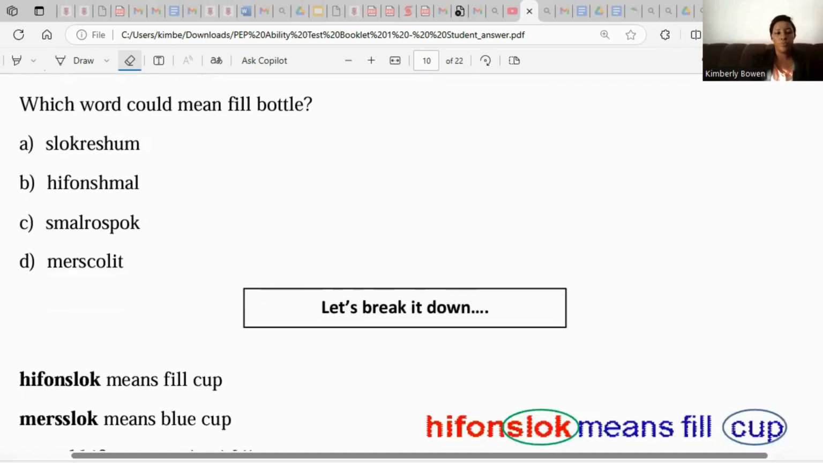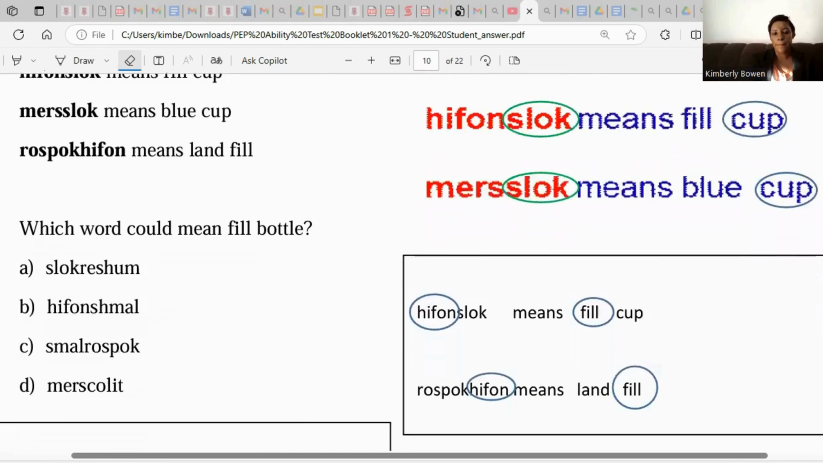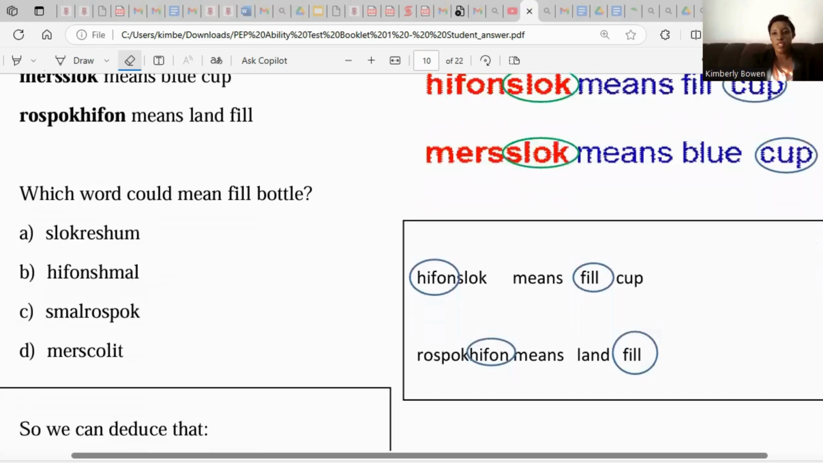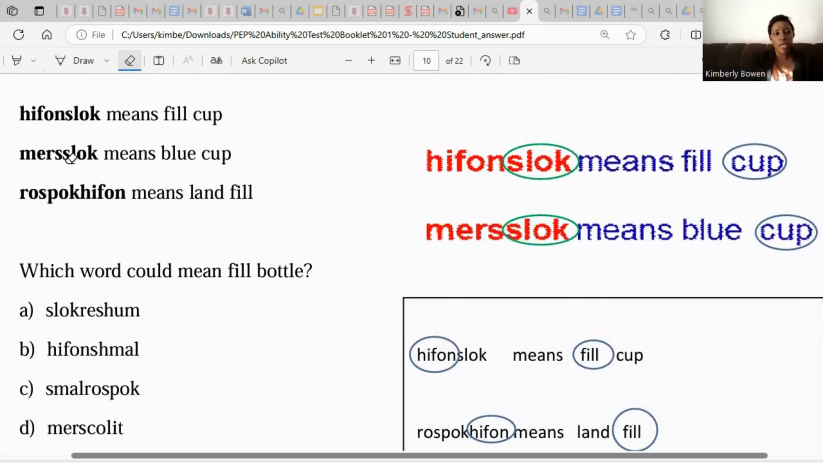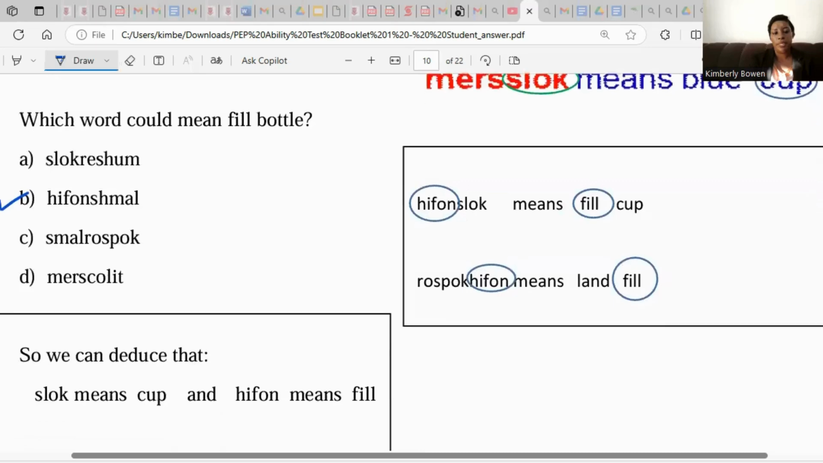Let's break it down. When we look at the artificial language, slock means cup because we're seeing two words here, hyphen-slock and merslock, and in these words we see cup. So we can assume that slock is cup. Also, we saw hyphen, and it had fill for both, so we can assume that hyphen means fill. So we're looking for a word with hyphen to mean fill bottle. And this is the correct word, which is B.